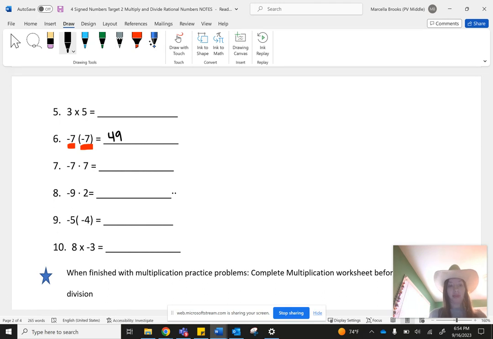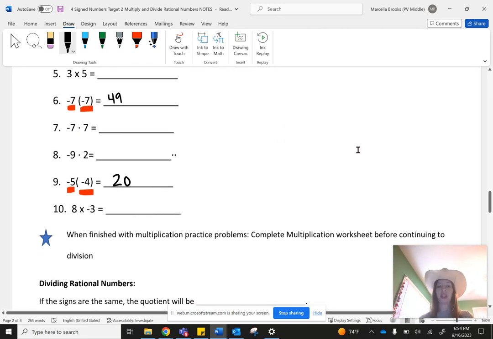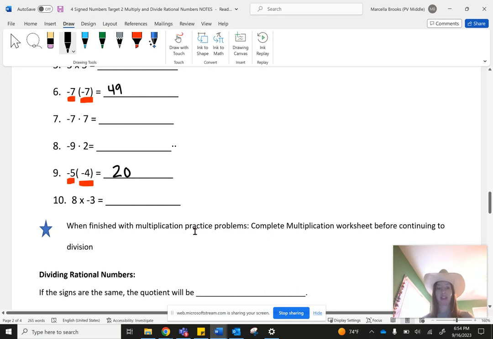And then we'll do number 9. Negative 5 times negative 4. It's a negative negative. It's going to be positive 20. All right, when you get done with this video, you're going to do a practice sheet of multiplication practice problems. And then you can move on to video 3.